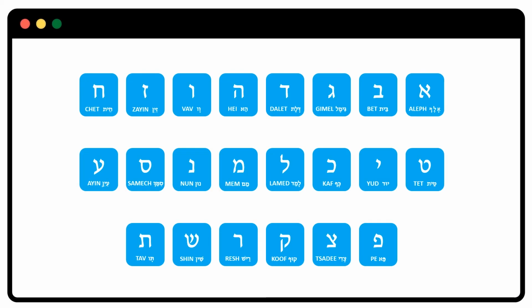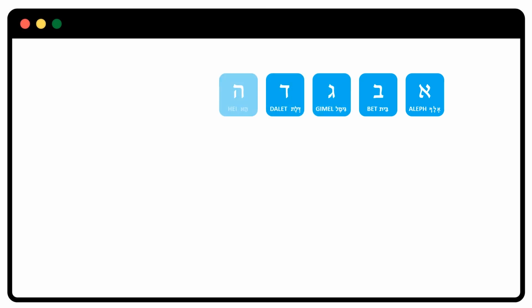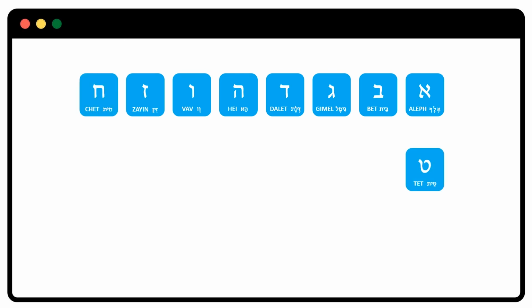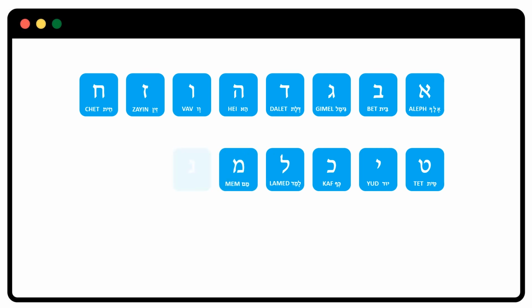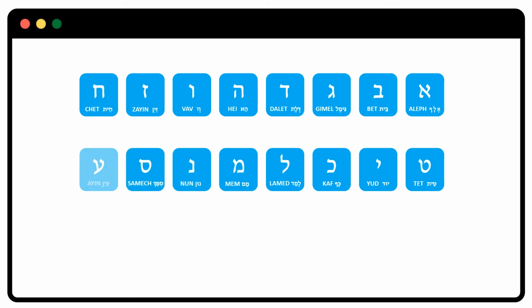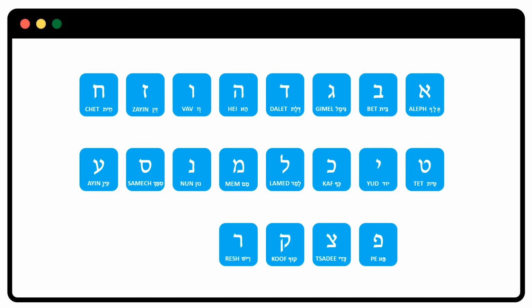Now we have learned all the letters of the Hebrew alphabet. Let's have a quick review of the name of each letter. Aleph, Bet, Gimel, Dalet, Hey, Vav, Zayin, Chet, Tet, Yud, Kaf, Lamed, Mem, Nun, Samech, Ain, Pe, Tsadi, Kuf, Resh, Shin, and Tav. I hope this video has benefited you.